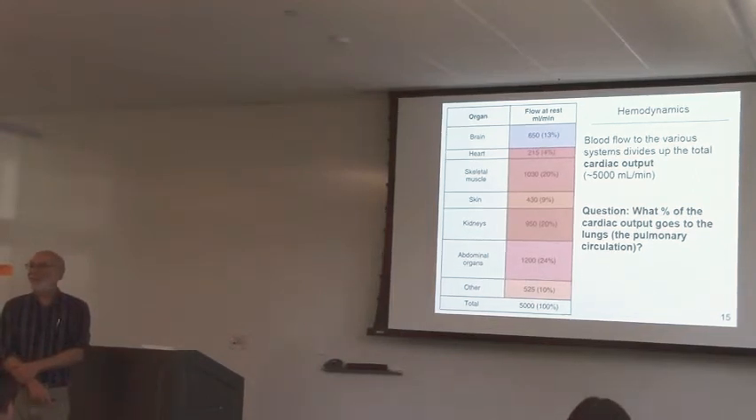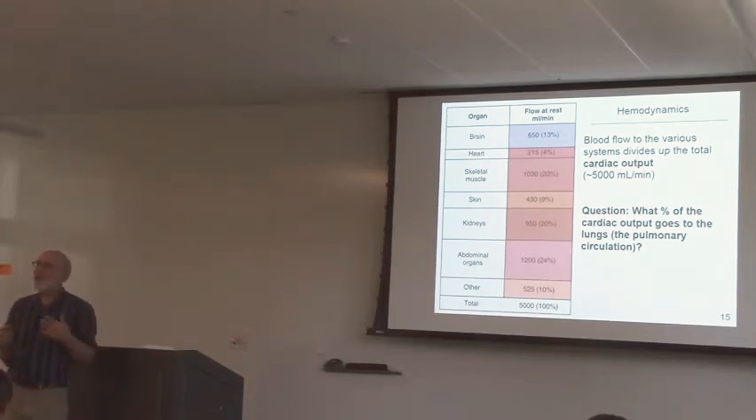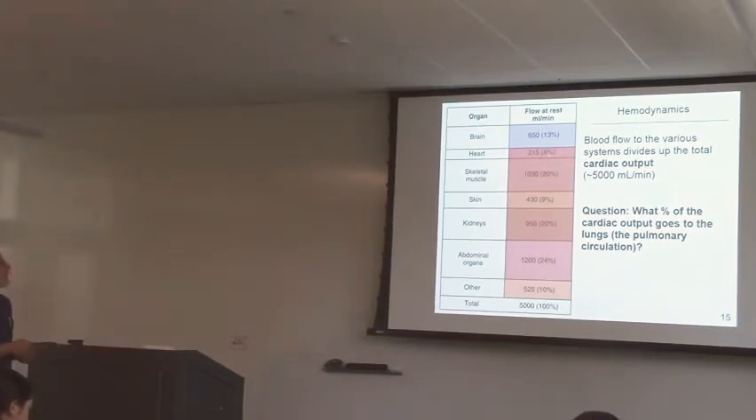100%. Because all of your blood, we're not talking about a fraction of the systemic circulation, we're talking about the pulmonary circulation, which is different. 100% of your cardiac output goes to your lungs on the right side of the heart. 20% of the cardiac output on the left side of the heart goes to skeletal muscle. Okay? This is a trick question.